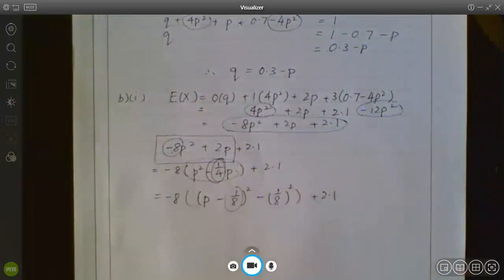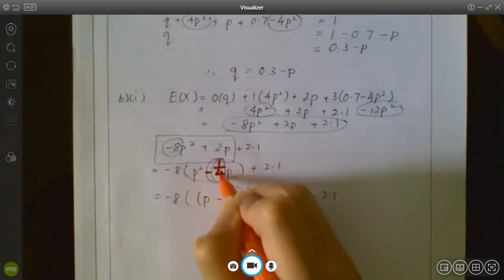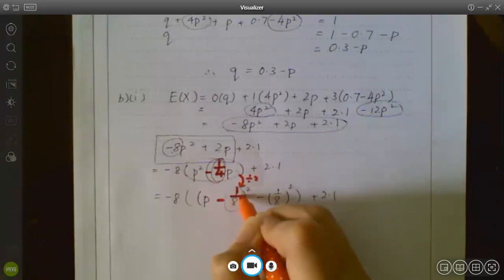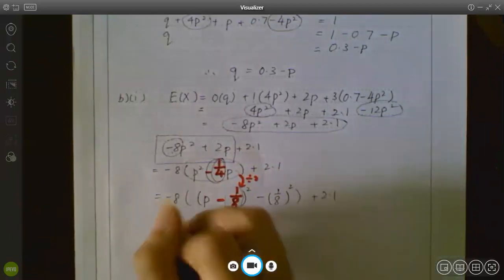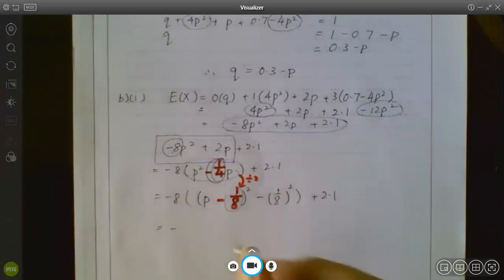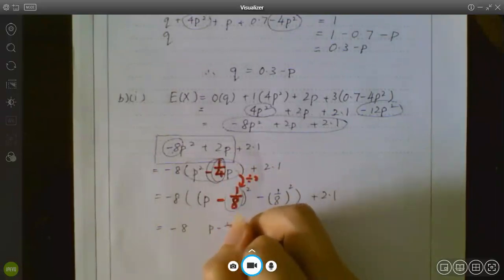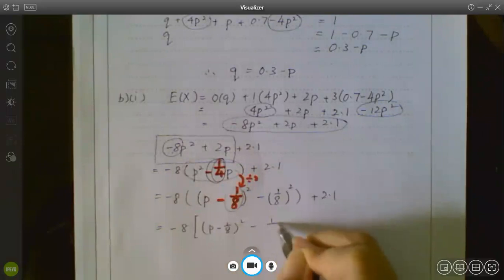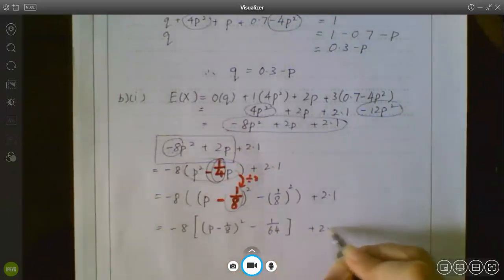Let me say that again. You need to halve the coefficient of P to get negative 1/8. All right. Let's go on. So we have negative 8 times (P minus 1/8) whole thing squared, and this part is 1/64. 2.1 stays on its own.